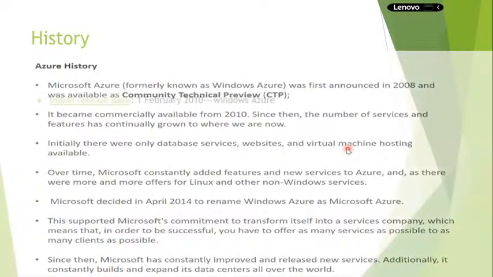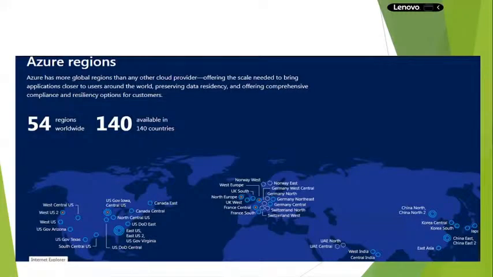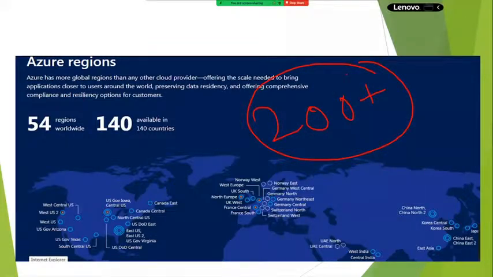Okay, I am telling why Microsoft Azure, why not AWS. Microsoft has around 200 plus data centers around the world. No other cloud has this many data centers. This is the biggest and first organization which has installed this many data centers. Next. See, that is what they have mentioned directly: Azure has more global regions than any other cloud provider. Here, other cloud provider in the sense, I can say AWS.